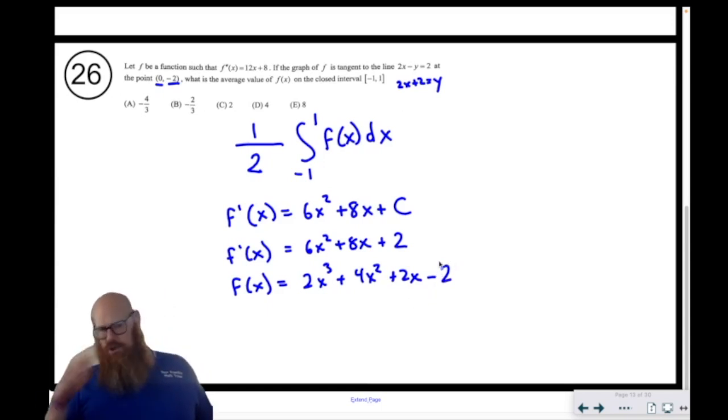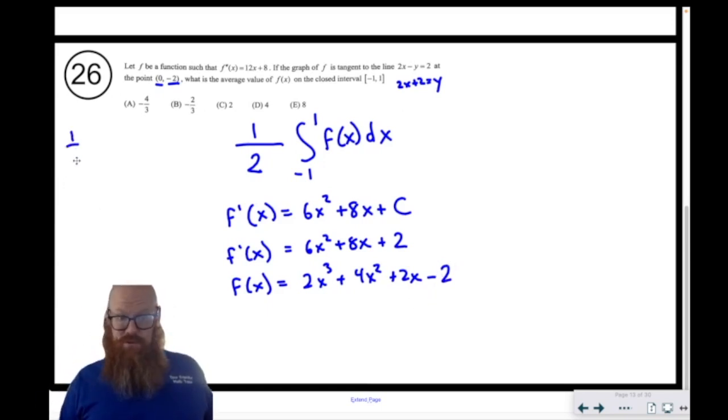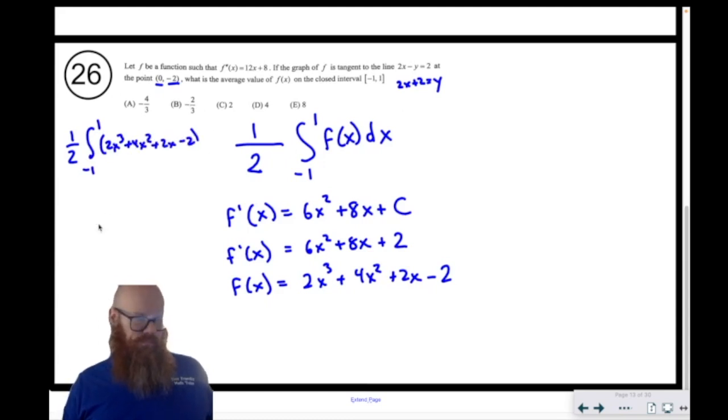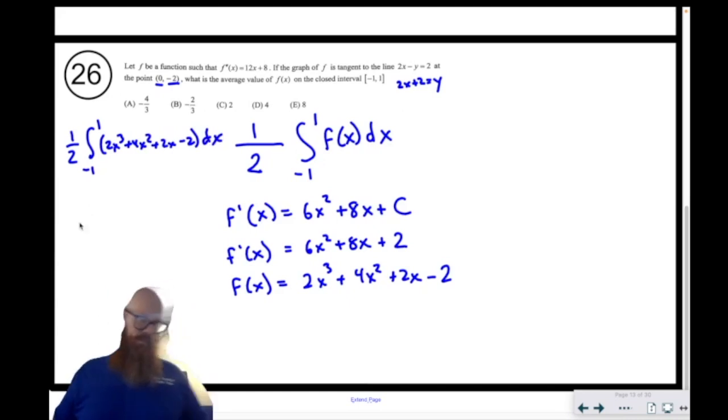So now I need to do 1/2. This one is a doozy. It's not really that hard. It's just a lot to do. Integral from -1 to 1 of 2x cubed plus 4x squared plus 2x minus 2. So that's 1/2.